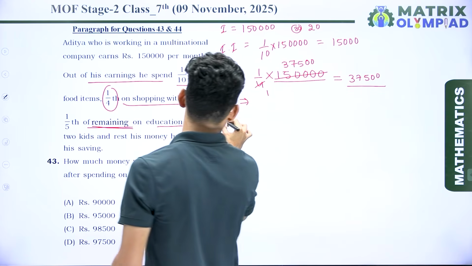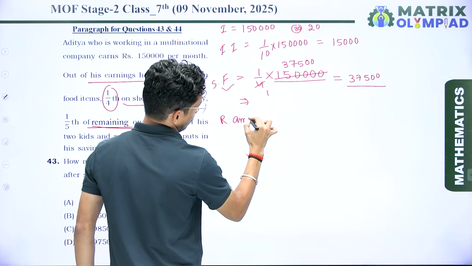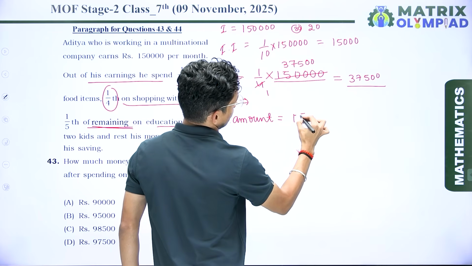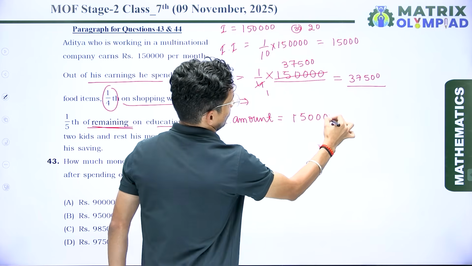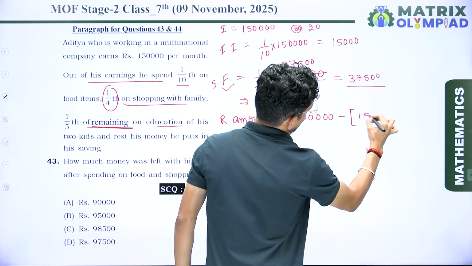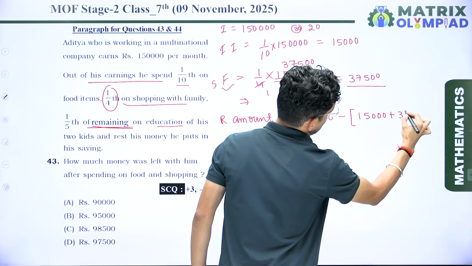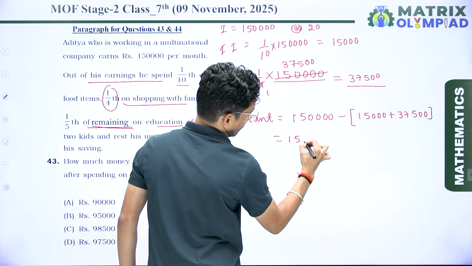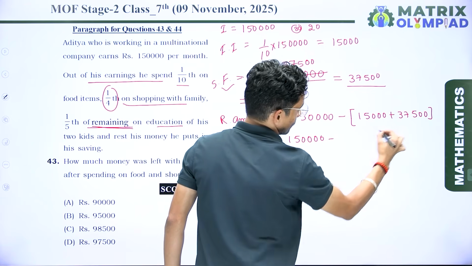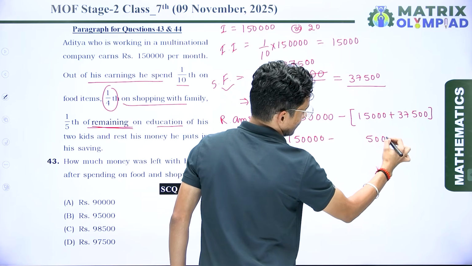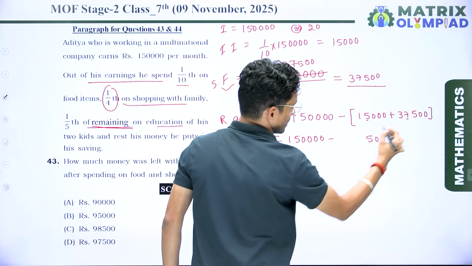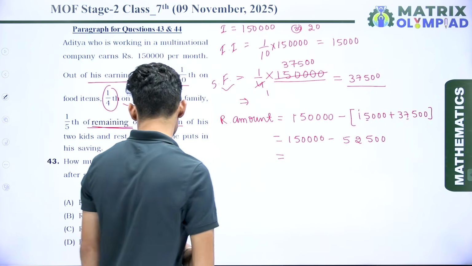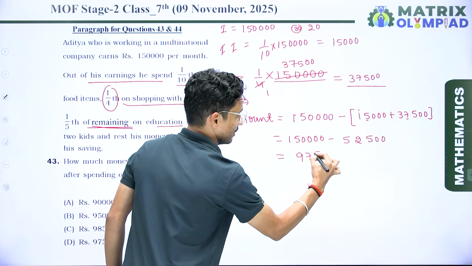1/5 of the remaining. So first we have to find the remaining amount. So remaining amount, that is total, that is 1,50,000 minus 15,000 plus 37,500. So 1,50,000 minus, here we have 500, and here 7 plus 5 12, carry 1 3 1 4 and 5. So when we simplify it, we get answer, that is 97500.